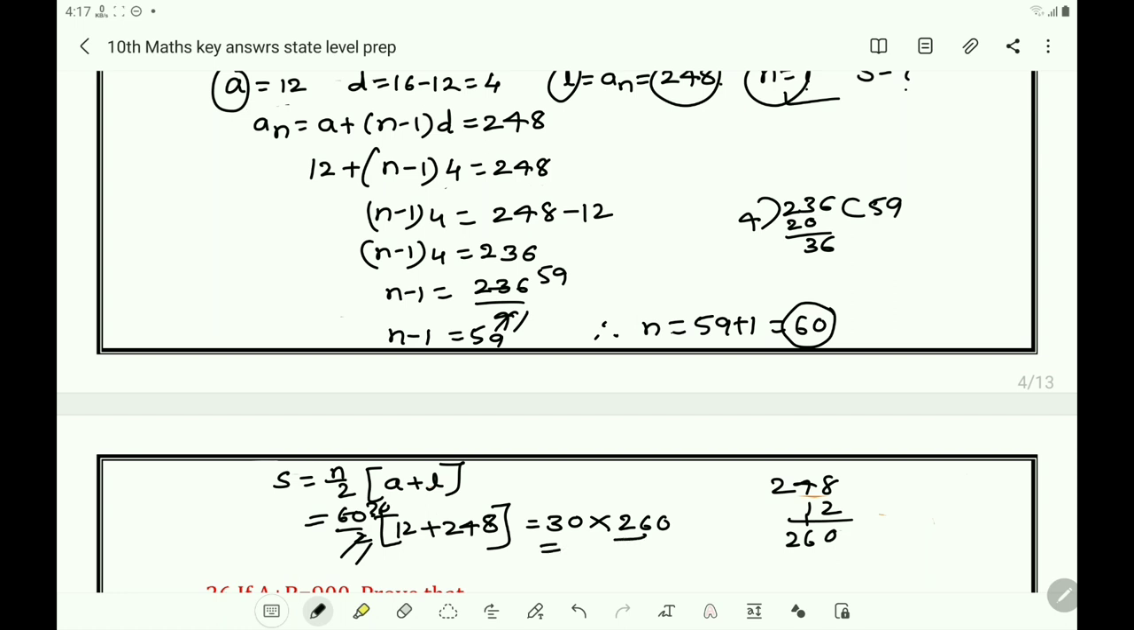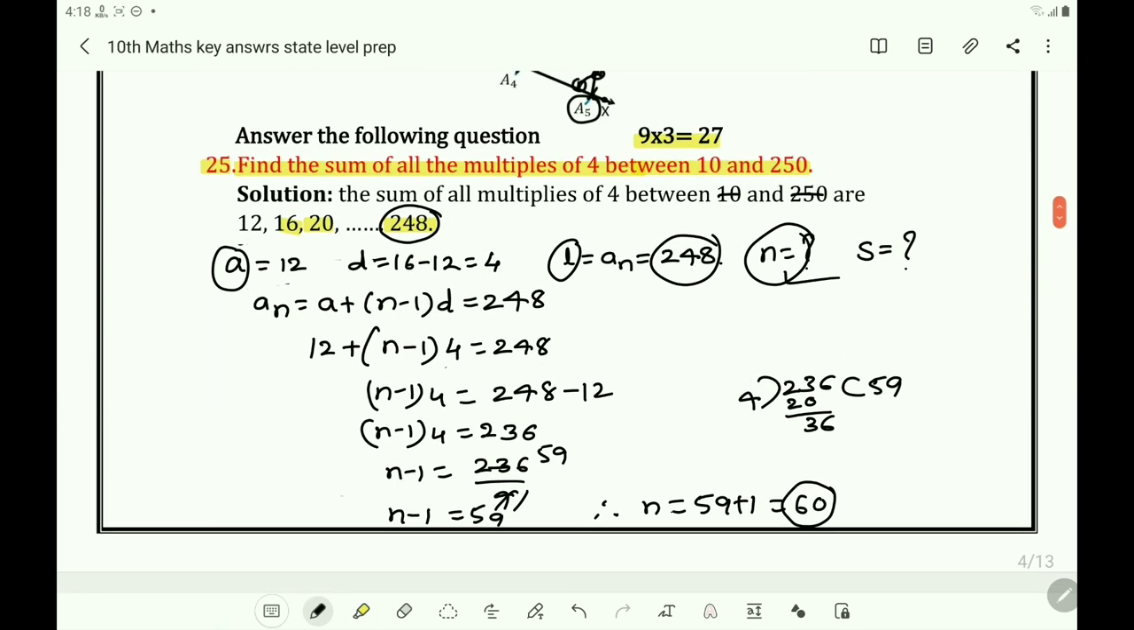30 into 260. Then 26 threes are 78. Put 2 zeros. Therefore, here you got S equals 7800. That is the sum of all multiples of 4 between 10 and 250.